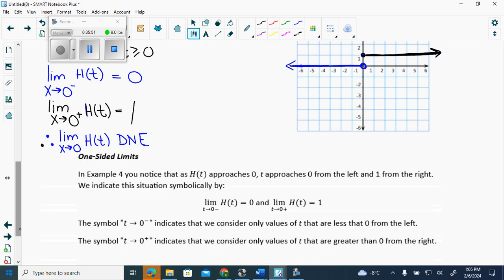Speaking of one-sided limits, here we are. So one-sided limits. In example 4, you notice that h of t approaches 0 as t approaches 0 from the left and 1 from the right. We indicate this solution symbolically by saying what we did above. From the left, it's 0. From the right, it's 1. This symbol, t approaches 0 from the left with a little negative after the 0, indicates that we consider only values of t that are less than 0. And when it has the positive, it indicates that we look at values of t that are greater than 0, from the right. Okay?